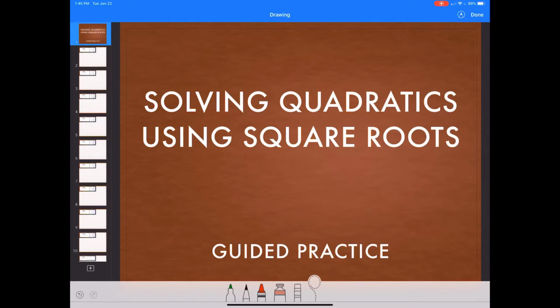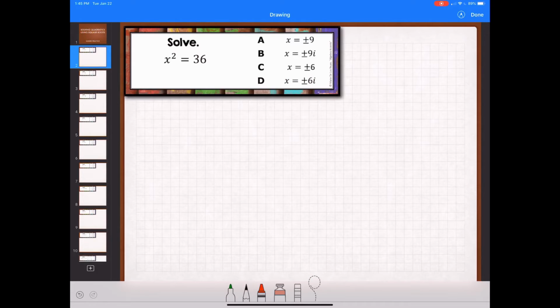Today we are solving quadratics using square roots. So we have x squared equals 36. To undo a squared, we are going to take the square root because those are inverses of each other. So then you end up with x equals positive and negative 6.